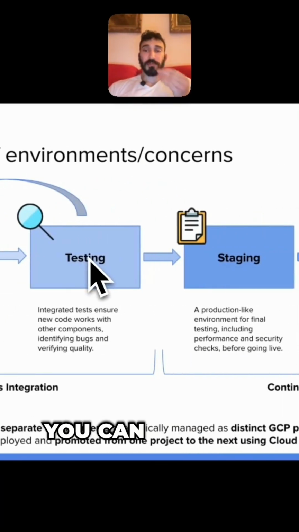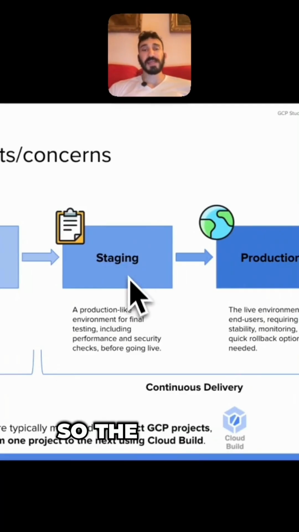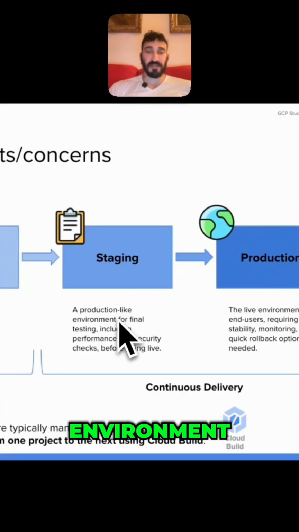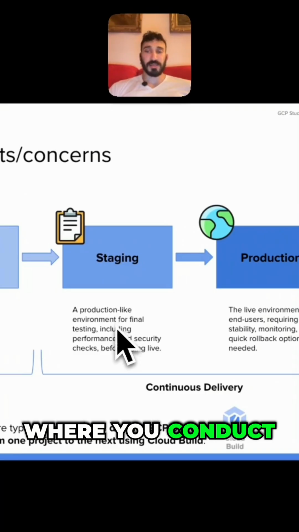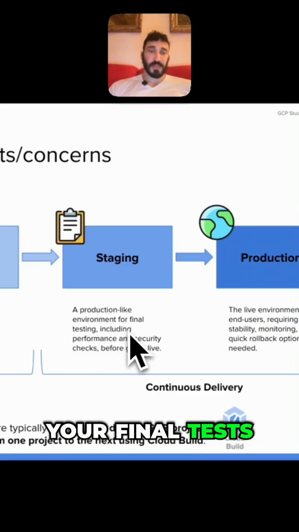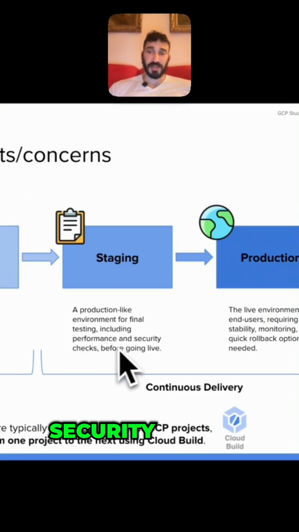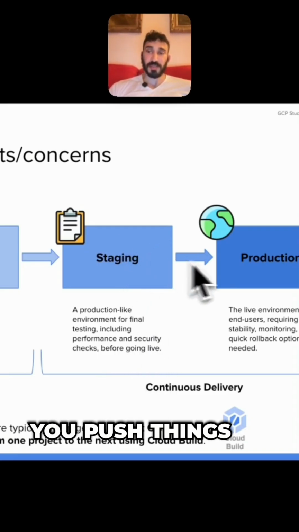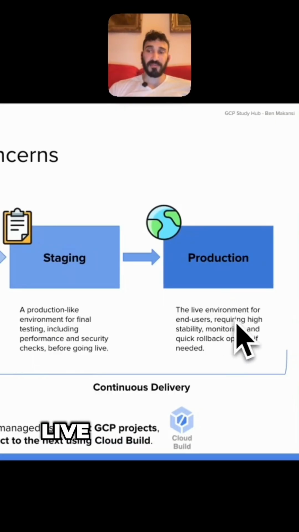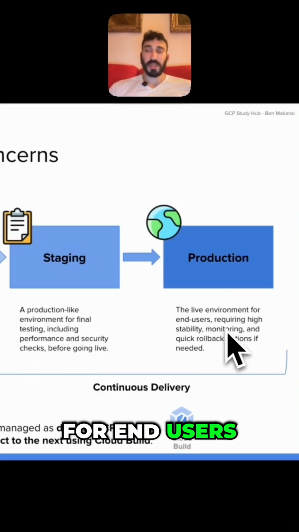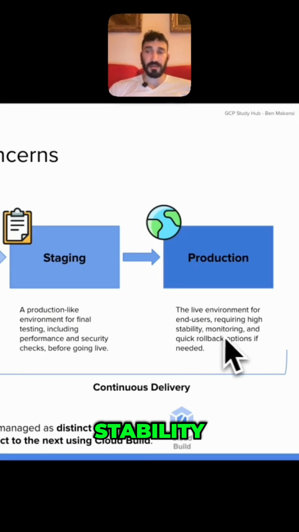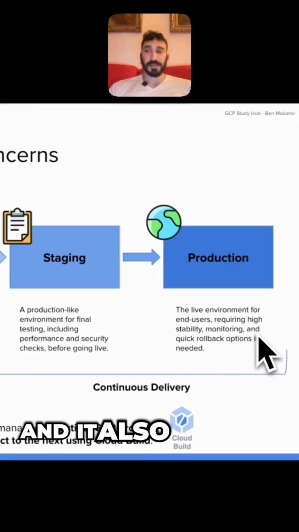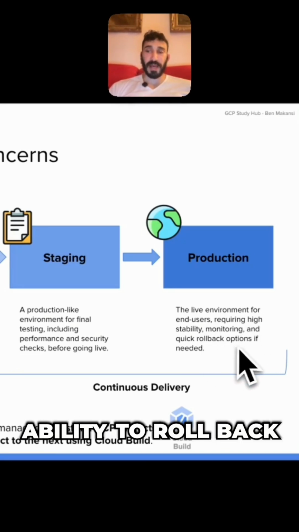Once you're ready, you can move on to the staging environment. So the staging environment is a production-like environment where you conduct your final tests, including performance and security checks and tests before going live. And then if everything looks good there, you push things to production. And this is the live environment for end users. This requires high stability, it requires monitoring, and it also requires you to have the ability to roll back if you need to.